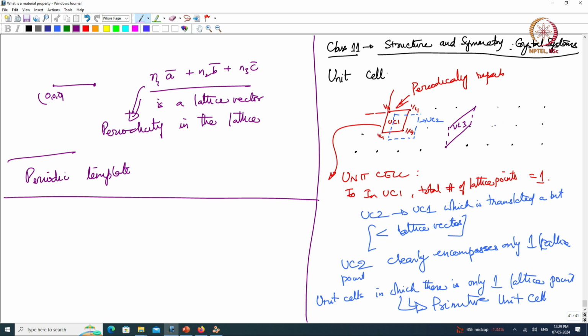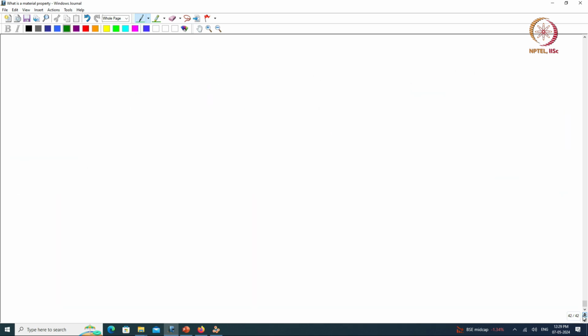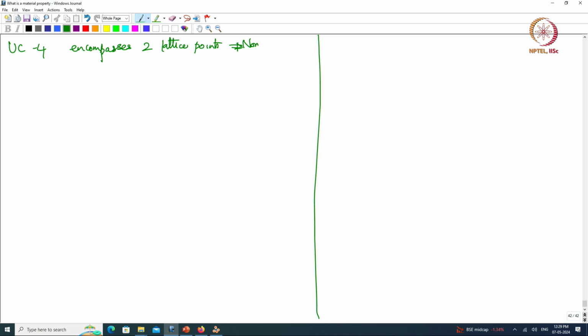But for example, I come back to a green pen now, and if I define this as my unit cell, this is unit cell 4, and my unit cell 4 encompasses two lattice points. And this is a non-primitive unit cell.